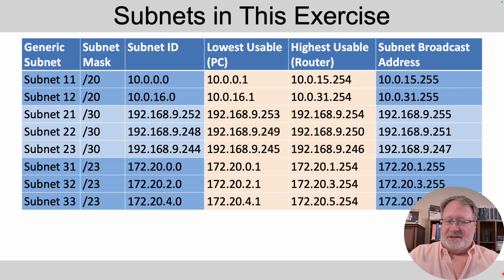For the WAN IP addresses, look toward the center of the table to subnets 21, 22, and 23. Now note that the masks are /30. That means you'll have a subnet ID and subnet broadcast address, but only 2 usable addresses. Notice .253 and .254 are the edges of the range, .249 and .250. In fact, only 2 usable addresses per subnet. Each of those WAN links only needs 2 usable addresses.